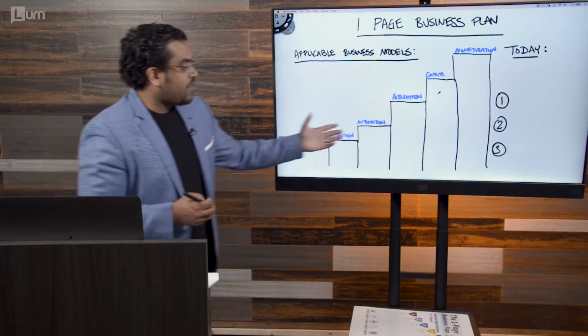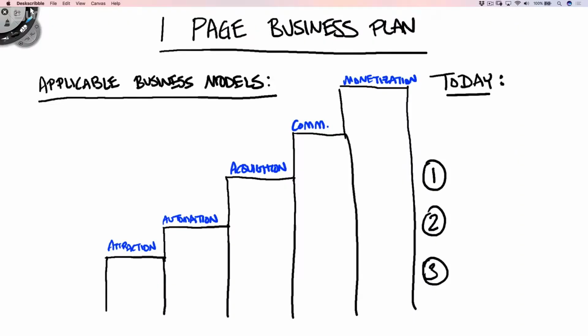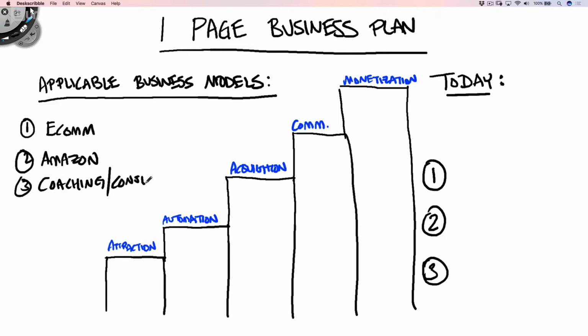All of this stuff we're talking about: attraction, automation, acquisition, communication, monetization, the 5 spokes of a brilliant business. Which of these apply? Let's say you're doing e-com. I know there's a big craze for that. Guess what? It applies. If you're doing Amazon, it applies. If you're doing coaching, consulting, it applies. If you're building an email list, it applies.